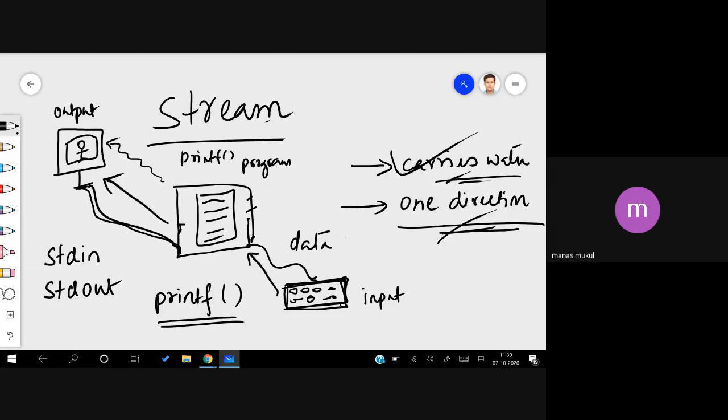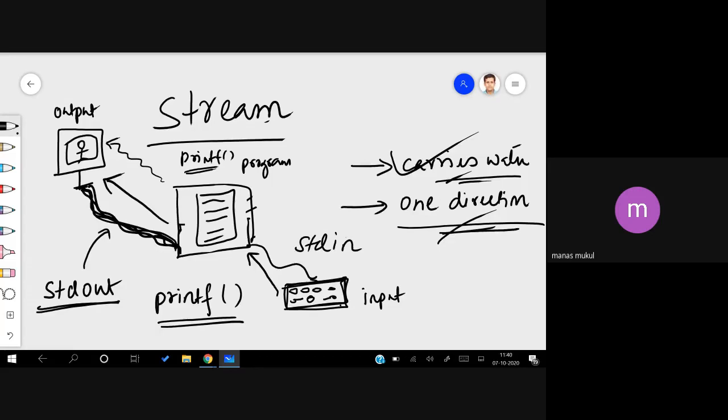Okay. Now, this printf is a function which uses this stream to put the data into the monitor. And the name of that stream is STDOUT. So this stream is called STDOUT and this stream is called STDIN. Do you understand this?